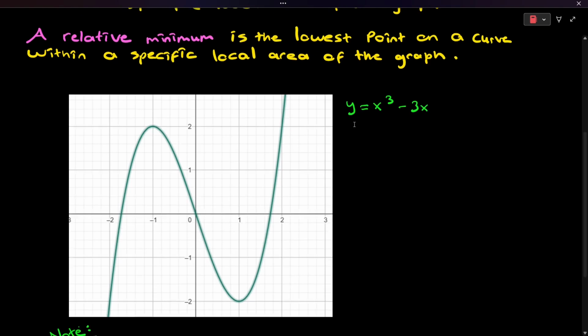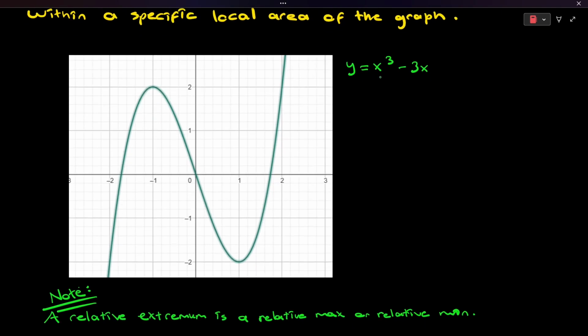A simple example: a graph is given to us, the function is x cubed minus 3x. I want you to focus on these 2 points, one here and one here. As you can guess from the definition, this is a local maximum and this is a local minimum, because this point is greater than the points around it in a specific area, and this is less than the points around it in a specific local area.